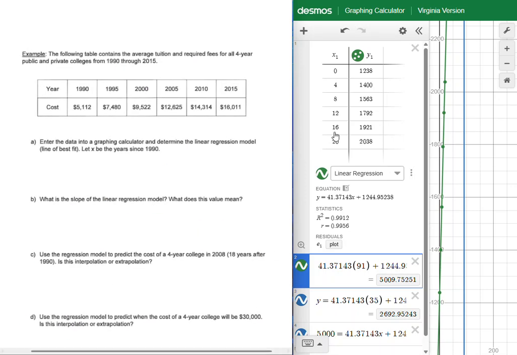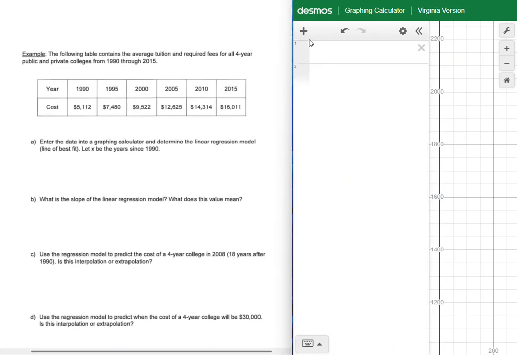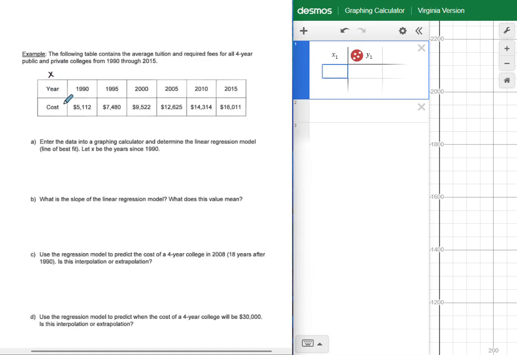All right, so the next example, let me go ahead and take all this off. So I see a table, I'm plugging it in. Here's the table. It says the following table contains the average tuition and fees paid for all four-year public college from 1990 to 2015. Enter the data into the calculator and determine the linear model. Let x be the number of years since 1990. So I'm going to put an x here since 1990.